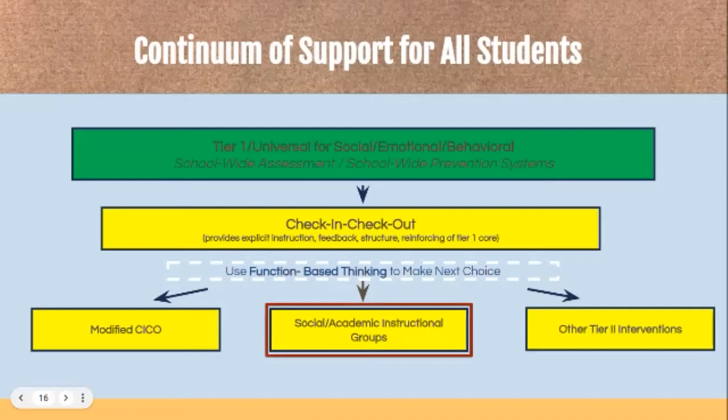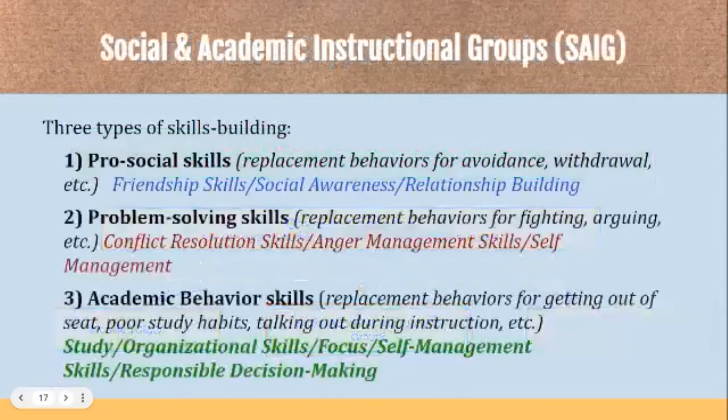You may be asking, what are social academic instructional groups? So, the 3 types of skill building groups we call SAIG, S-A-I-G. This is an additional Tier 2 intervention used to teach pro-social, problem-solving, and academic behavior skills. These are perfect ways to further develop social emotional competencies such as self-management, social awareness, and relationship building.